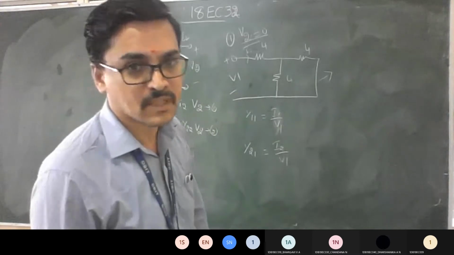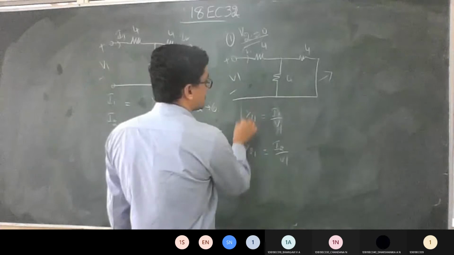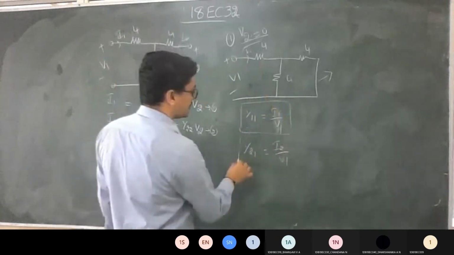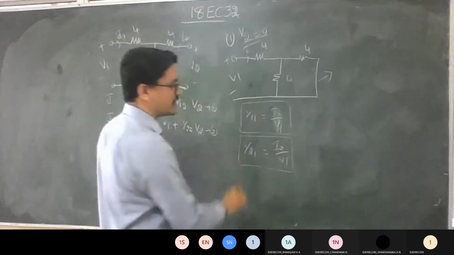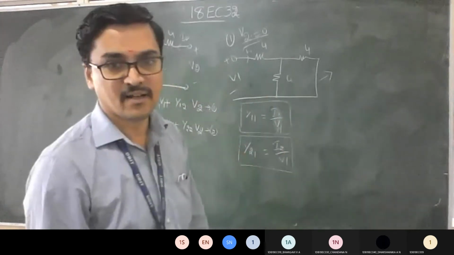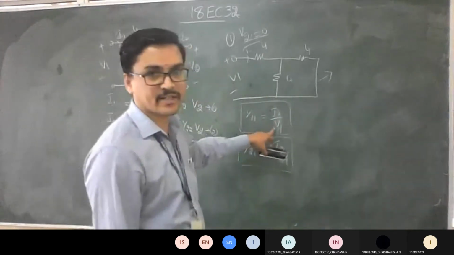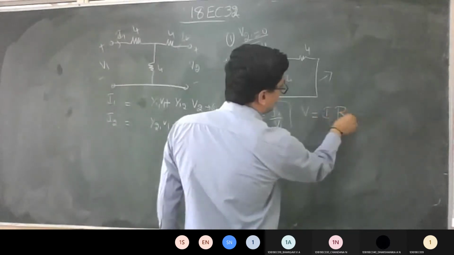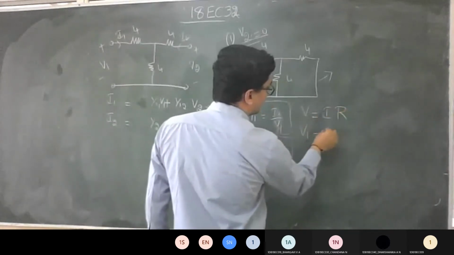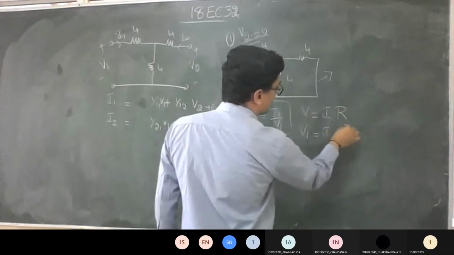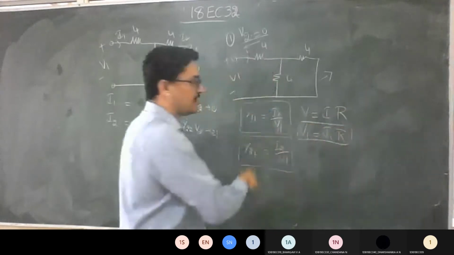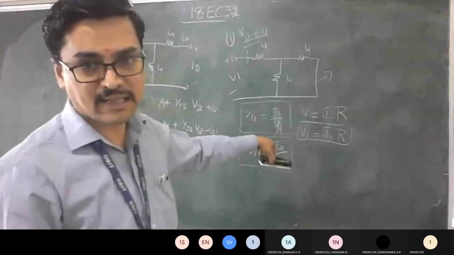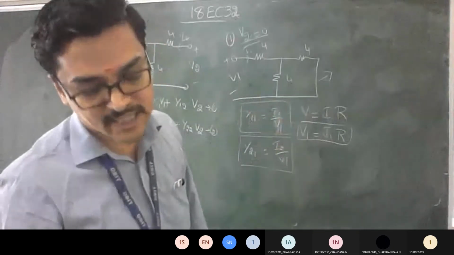I will repeat. Look at the expression. I have taken case 1, V2 is equal to 0. If you take that case, you are going to get these 2 expressions. Now, we know Ohm's law, V is equal to I into R. So if we get V1 in terms of I1 into R and substitute that here, I1 will get cancelled. So you will get 1 by R. That itself is the answer for Y11. Correct?